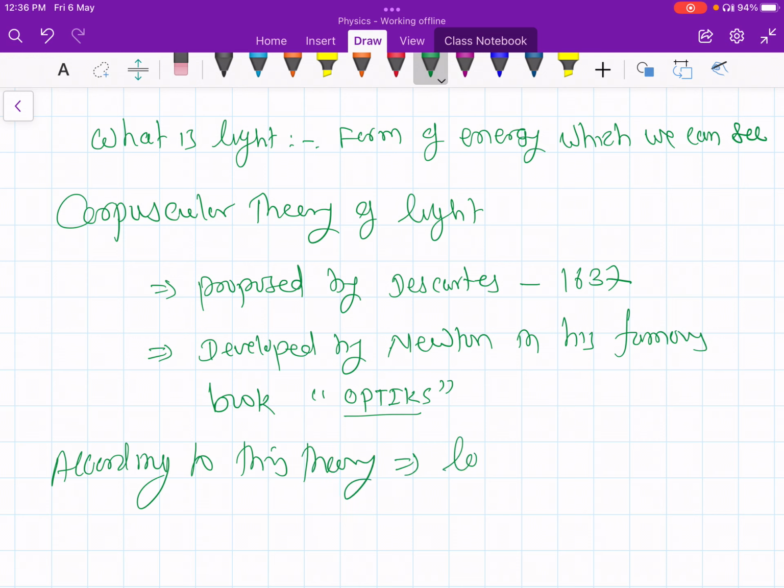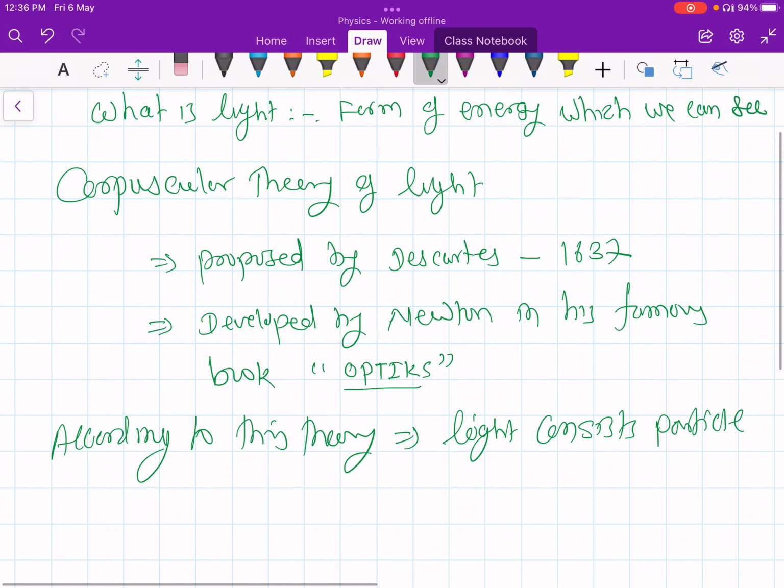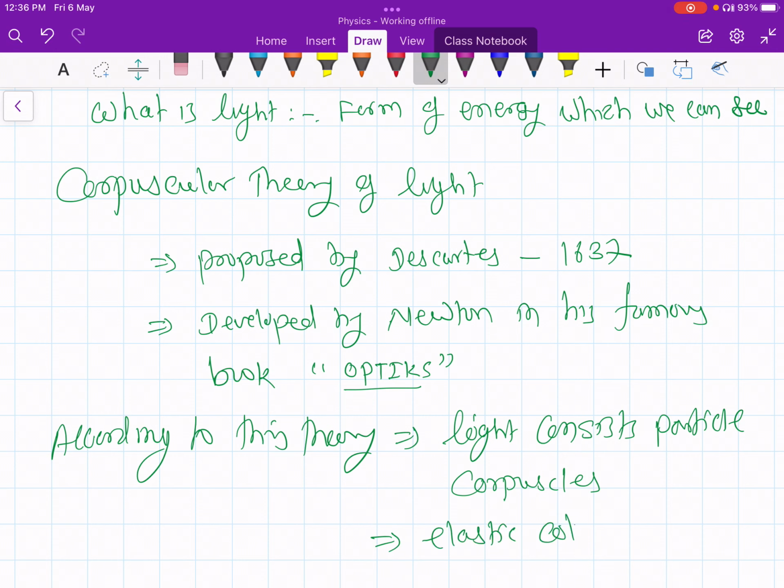According to this theory, light consists of particles, or you can say light consists of corpuscles. Corpuscles are particles, and by elastic collisions, light travels from one place to another. By these elastic collisions, the different particles travel in different directions.